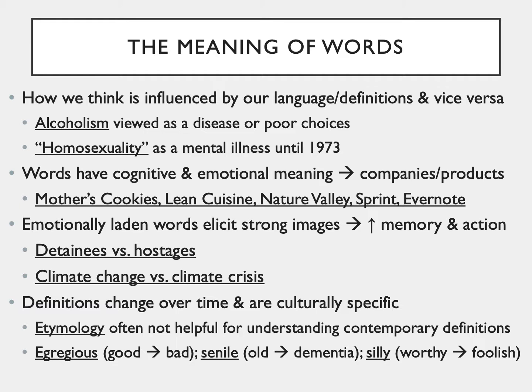Definitions change over time and they're culturally specific. Etymology, which is the study of word origins, might be helpful for the SATs, but it's generally not helpful for understanding contemporary definitions. Words change over time. For example, egregious used to mean good, but now it means bad. Senile used to mean old in general, and now it refers to dementia. Silly used to mean worthy, and now it means foolish. Gay is another example of a word that has changed meaning over time. It used to mean playful, and now refers to homosexuality.